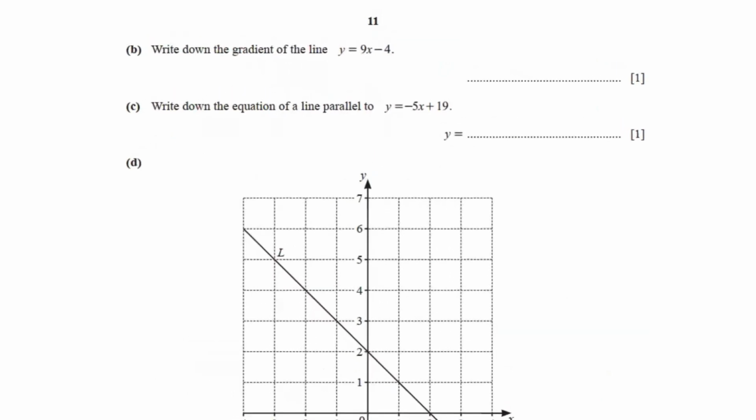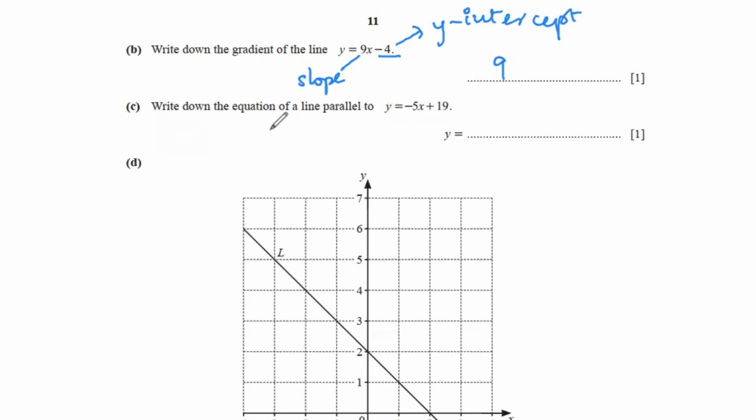Part B says write down the gradient of the line y equals 9x minus 4. Gradient is always the number that's being multiplied to x, keeping in mind that the equation has y as the subject. So over here, the number that's being multiplied to x is 9. So gradient is 9. This -4 over here is your y-intercept, and 9 is your slope or gradient, whatever you want to call it.